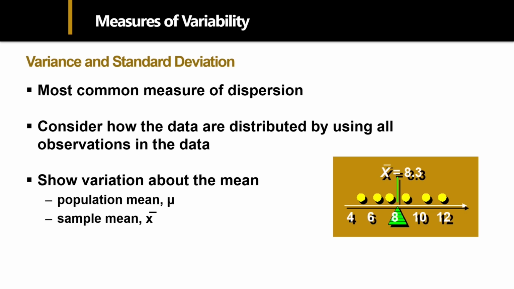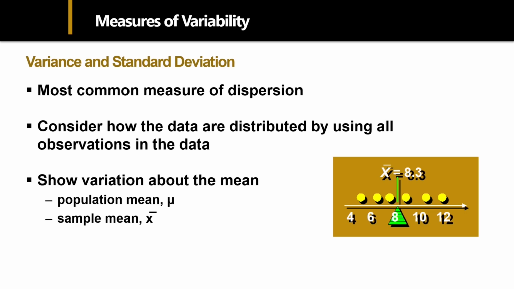Finally, the most common measure of dispersion, probably the one that you think of, is variance and standard deviation. It considers how the data is distributed by using all of the observations in the data. So therefore, it is very much influenced by large or very small outcomes, those outliers.